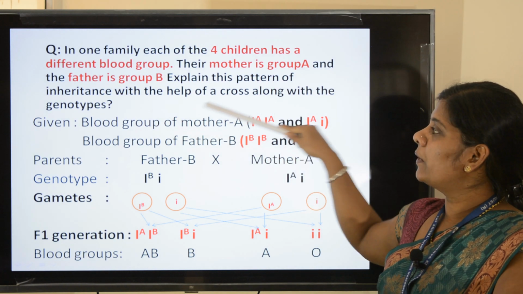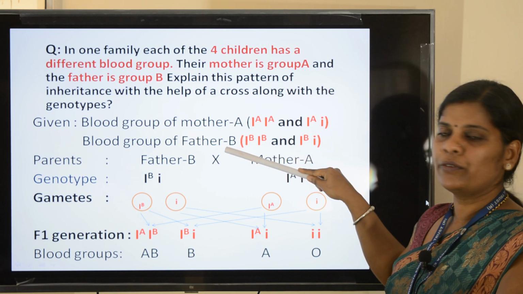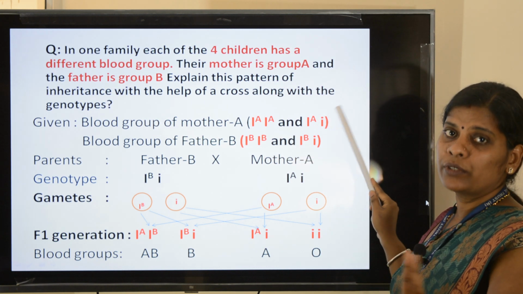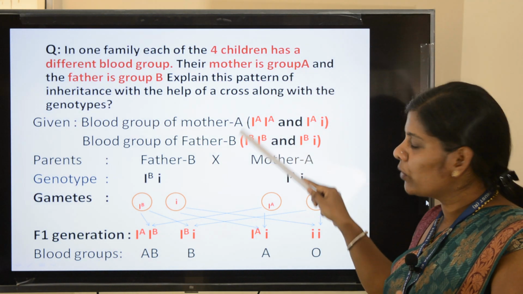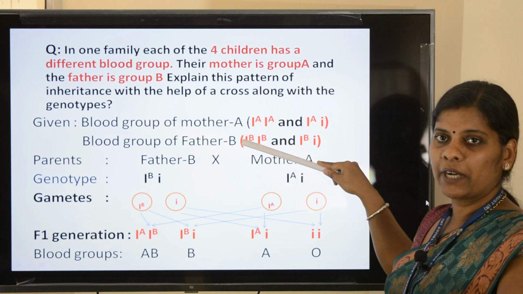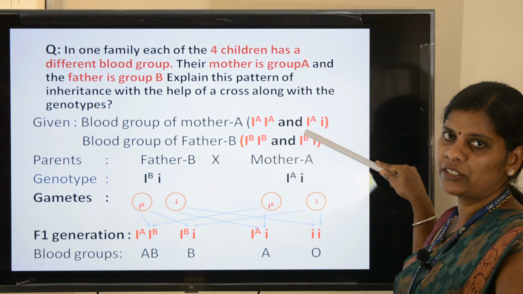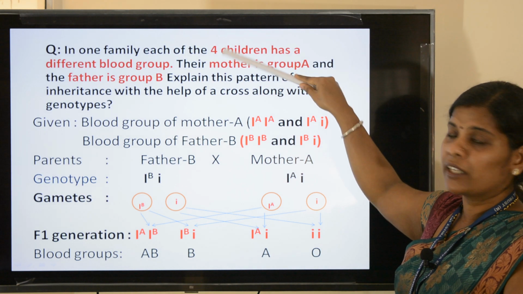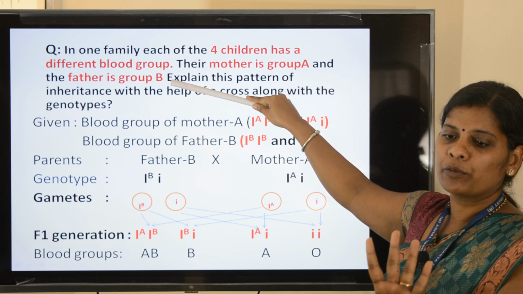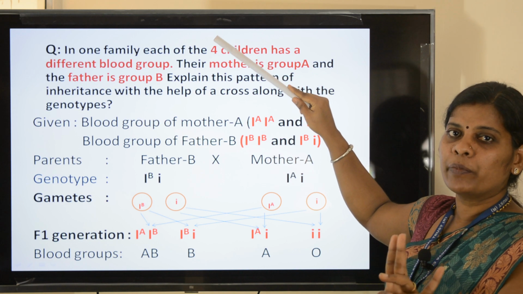Okay, in this problem, they are given the blood group of mother and blood group of father. Mother is A blood group, she may have 2 types of genotype, maybe homozygous or heterozygous. In case of father, he represents B blood group, so he may possess homozygous genotype or heterozygous genotype. But what is given here, 4 children have different blood groups. So all the 4 different types of blood groups are represented by their children: A, B, AB and O.